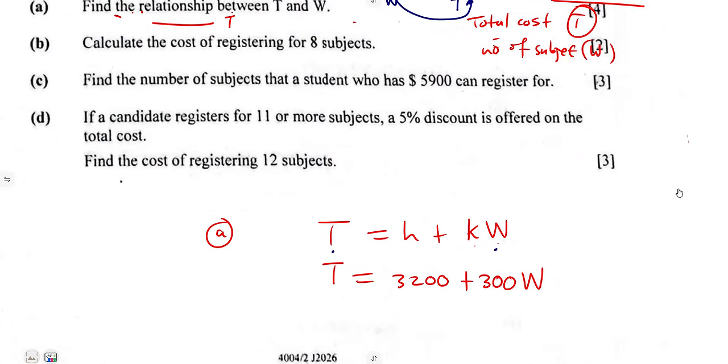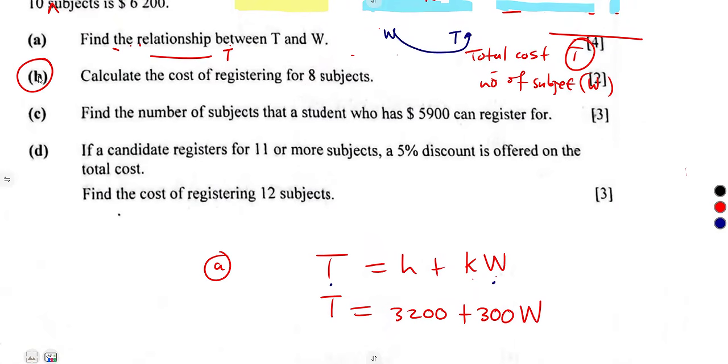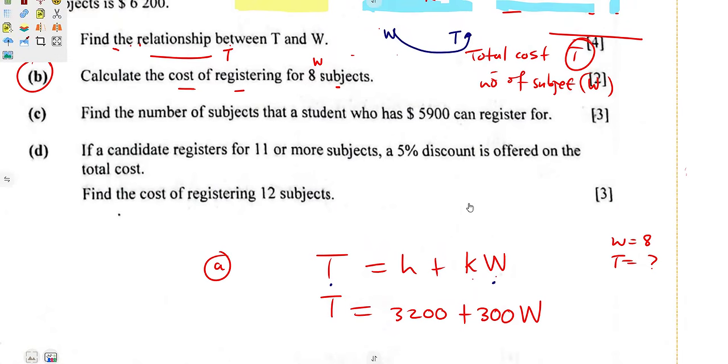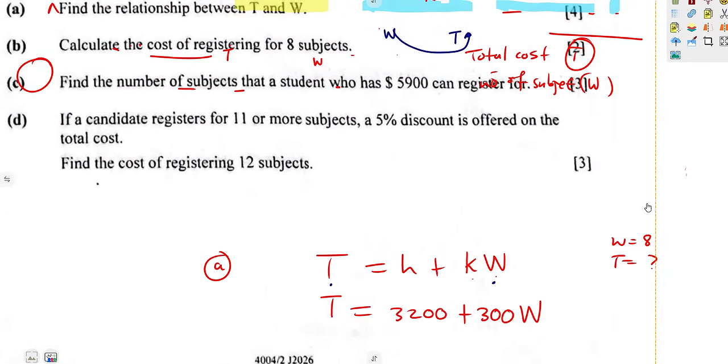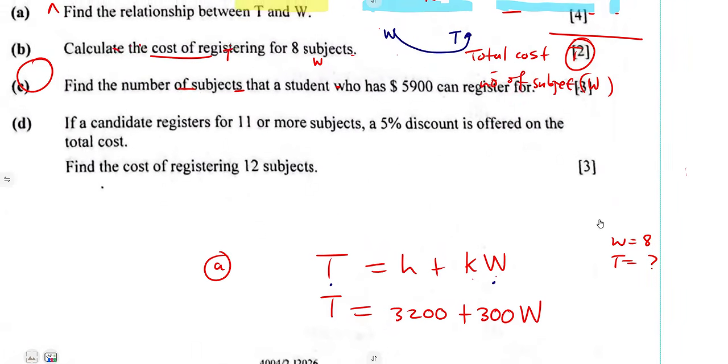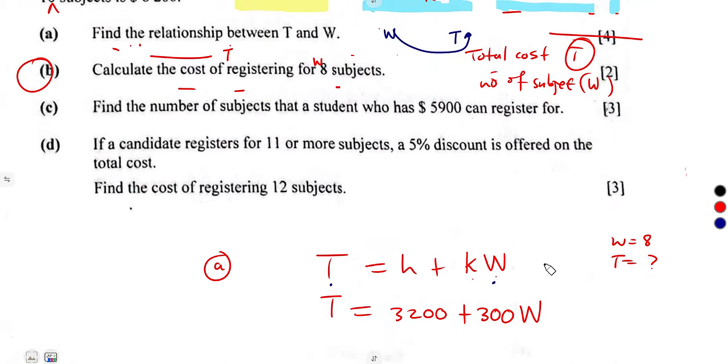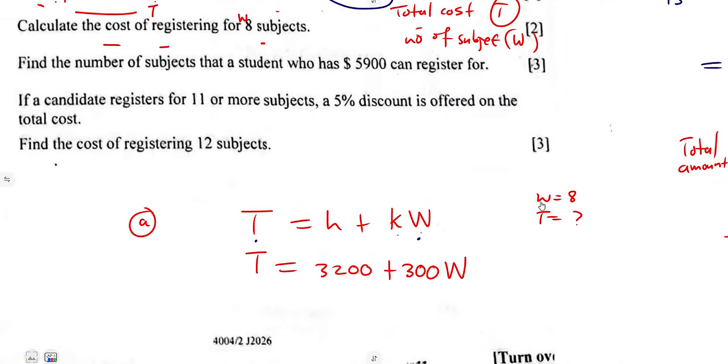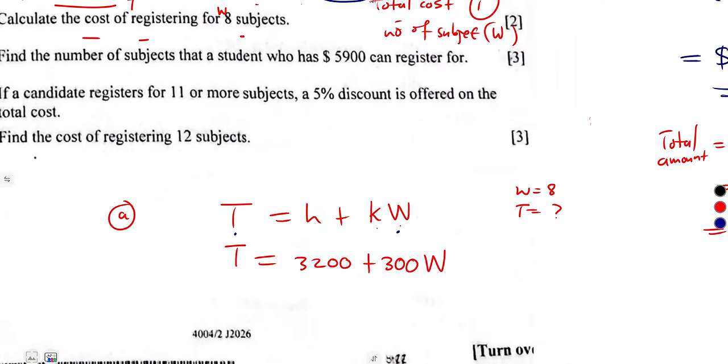So that was part A, and part B. Calculate the total cost of registering 8 subjects. Number of subjects is W. So you're given that W is 8. What is the value of T, the total? You simply substitute into the formula that you have already created here. It's fine. So you simply substitute in this formula. That's our B.